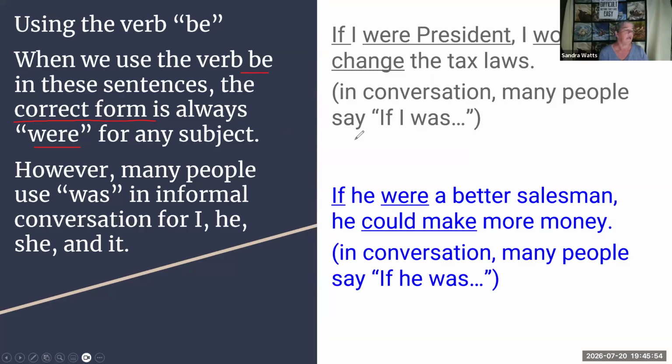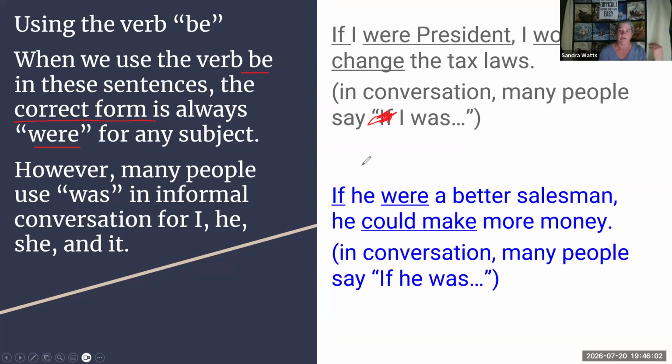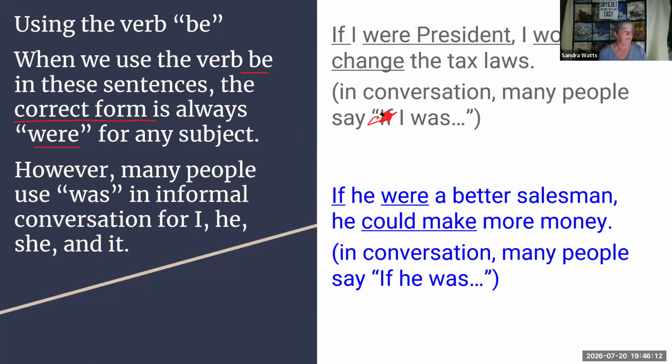Now, if you're not saying if, you would say I was. I was a student in 1990. Right? So typical, I was. But for this conditional, like I said, the grammatically correct rule is just using were. If I were president, I would change.